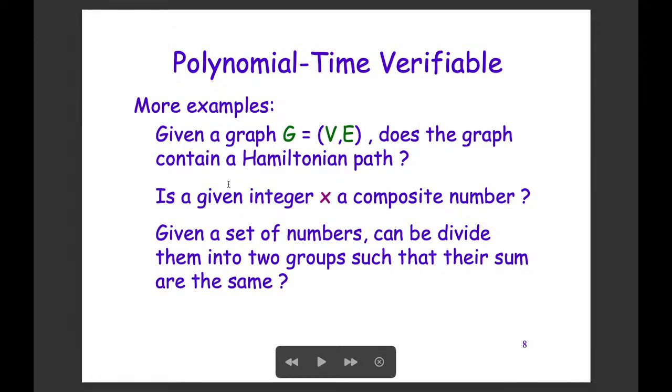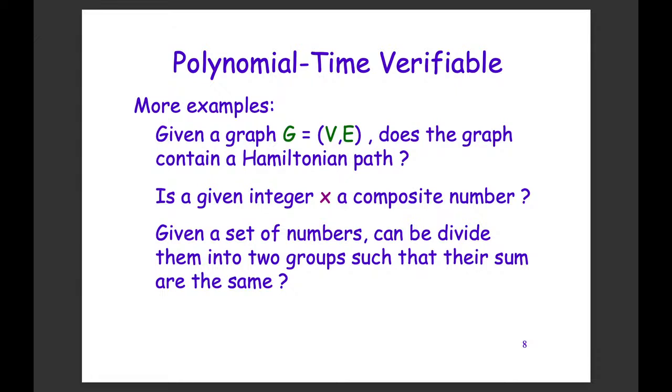The second example is the one just mentioned. I have an integer x. Can we check whether x is a composite number? If the answer is yes, which means that x is a composite number, then the proof is that I tell you one of the factors of x, a non-trivial factor. It's not 1, it's not x, but some number that divides x properly, between 1 and x, non-inclusive. Then when we receive a number, we can check whether this number properly divides x easily in polynomial time.